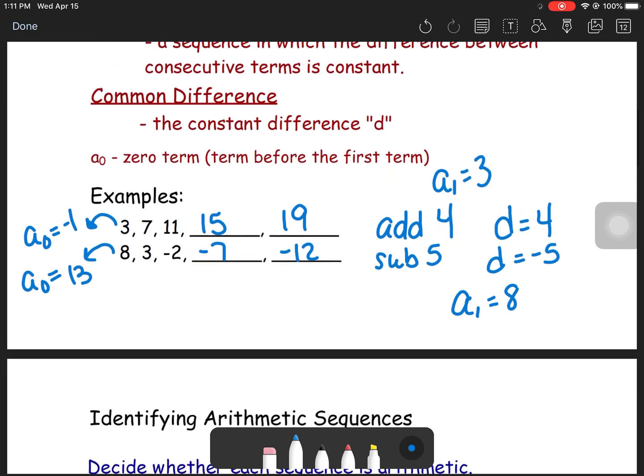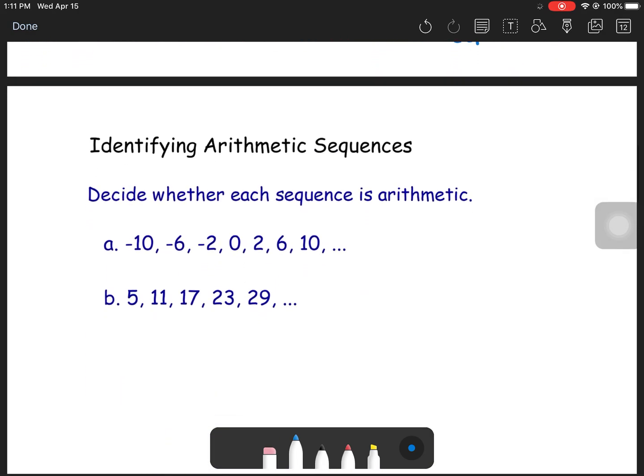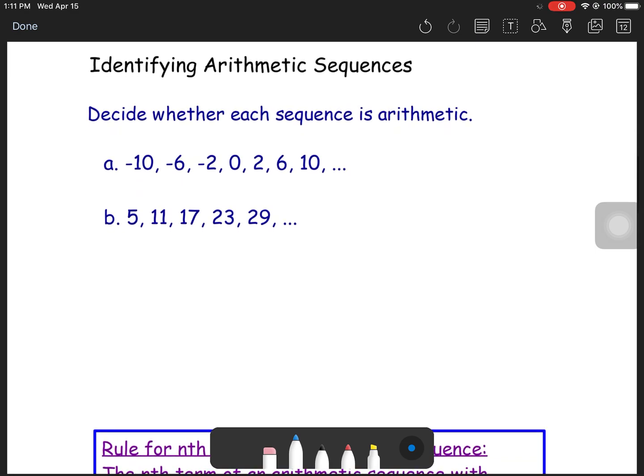Okay, so now what we need to do is decide if this is an arithmetic sequence or not. So when we look at these, if you go from negative 10 to negative 6, that would be adding 4. When we go from negative 6 to negative 2, that would be adding 4. But when we go from negative 2 to 0, that's going to be adding 2.